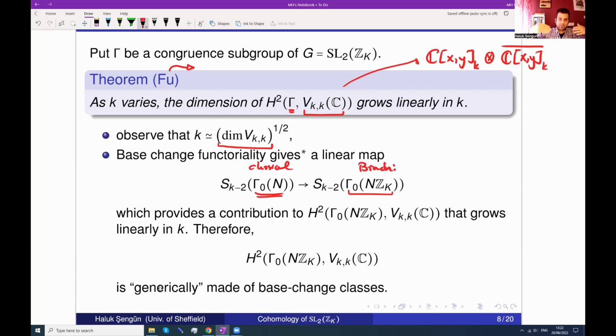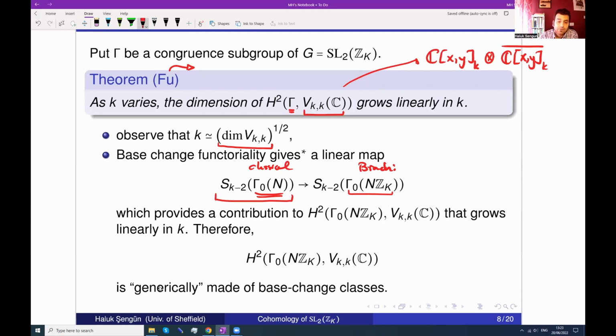And if you pass to cohomology using Eichler-Shimura isomorphisms, we know that the left-hand side grows linearly in the weight. That means there is a part of cohomology, called the base change part, that grows linearly already, coming from smaller algebraic groups, from classical modular forms. So that already gives you a linear lower bound of growth coming from base change. And Fu basically says that this is tight. So this is actually the true growth.